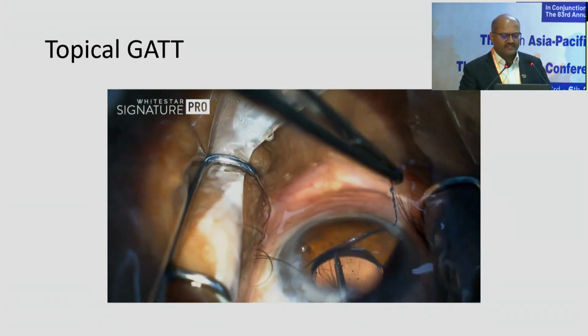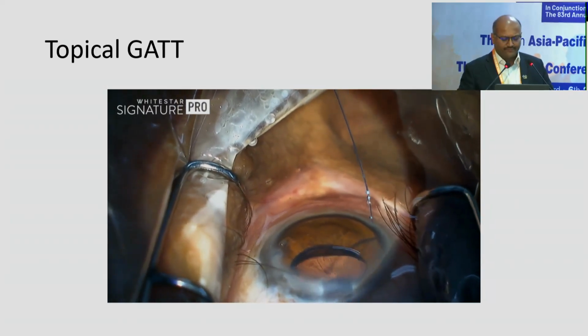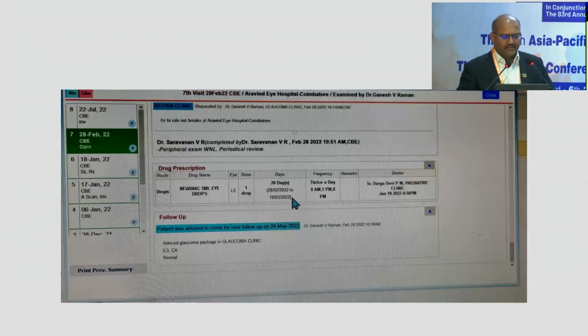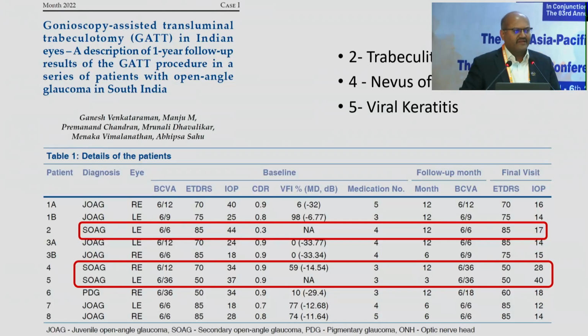So of course this is topical. You could use intracameral lignocaine if you want to. I'll skip this. And the other things which don't usually work are hamartomas, nevus of Ota, and viral keratitis; they don't work very well. Trabeculitis works very well. So if you have isolated trabeculitis, it's just best to do a GAT procedure.